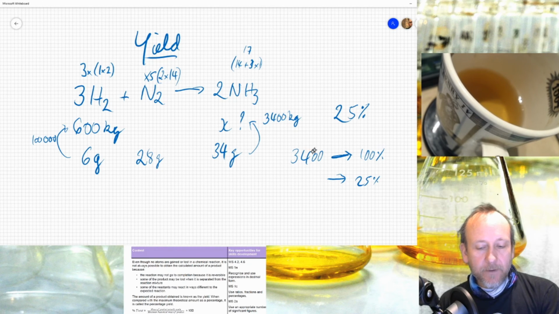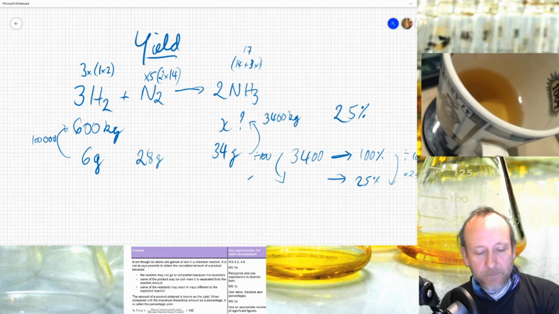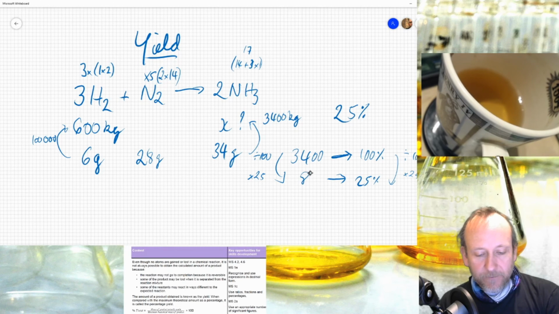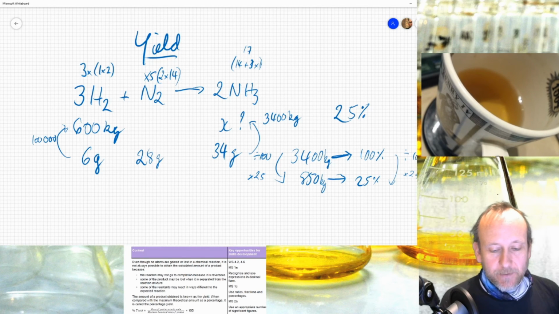And so again, I do this by ratios every time. Divide it by 100, times it by 25. And of course, you wouldn't write this down after a while. But 3,400 divided by 100, times it by 25. That gives you 850 kilograms. So that's kilograms. So my yield would actually be 850 kilograms. Okay.